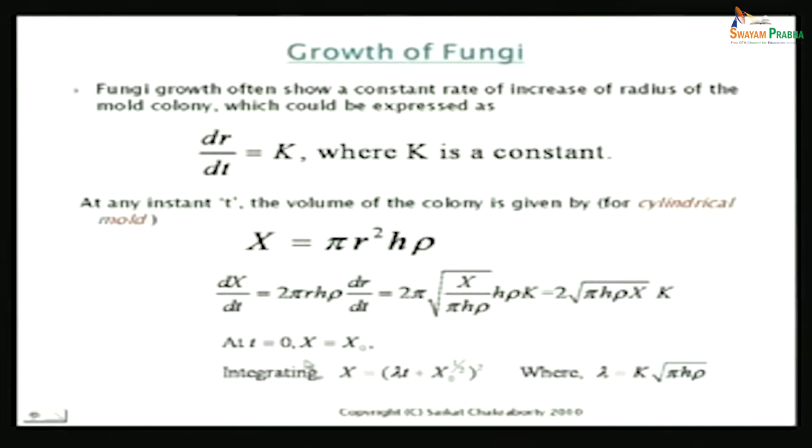Okay. So you assume that at the start the mold had a total weight of x naught or something, and then you can just quickly integrate it, and then you will get x as a function of time and x naught. A straightforward integration.